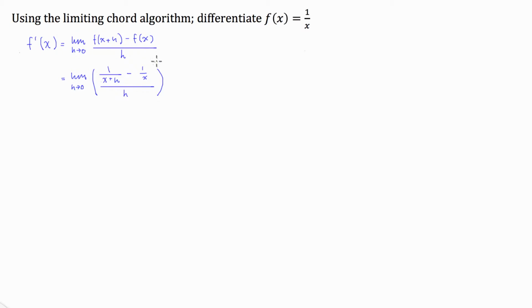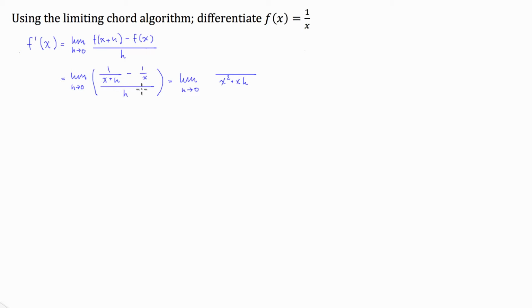Now that's a fairly scary looking fraction there, so what we're going to do is combine the two fractions in the numerator by multiplying their denominators, so we can actually combine our like terms at the end. So this is the limit as h approaches 0. Tedious, I know. This multiplied by this at the top, x multiplied by x plus h, is just going to be equal to x squared plus xh.